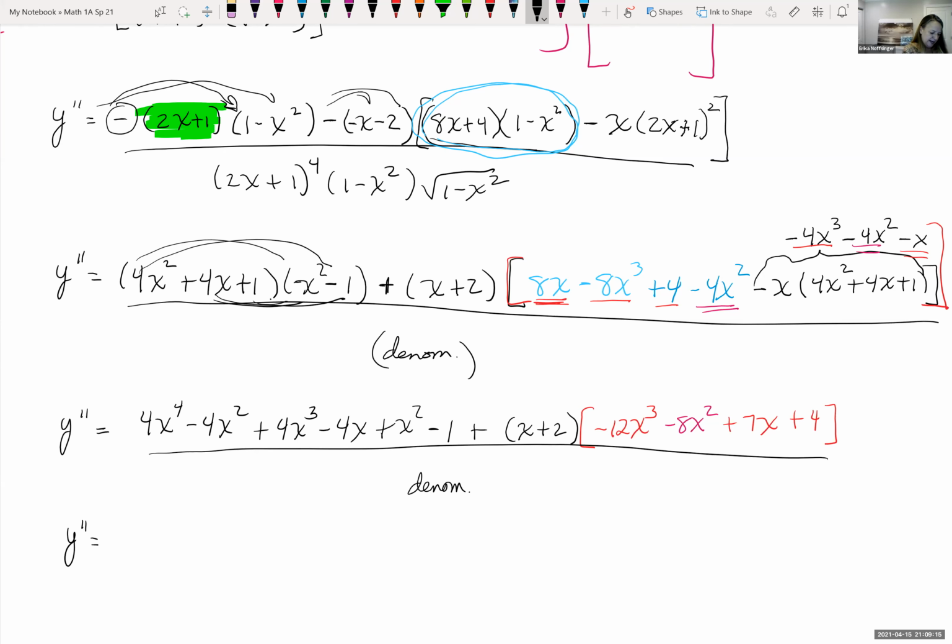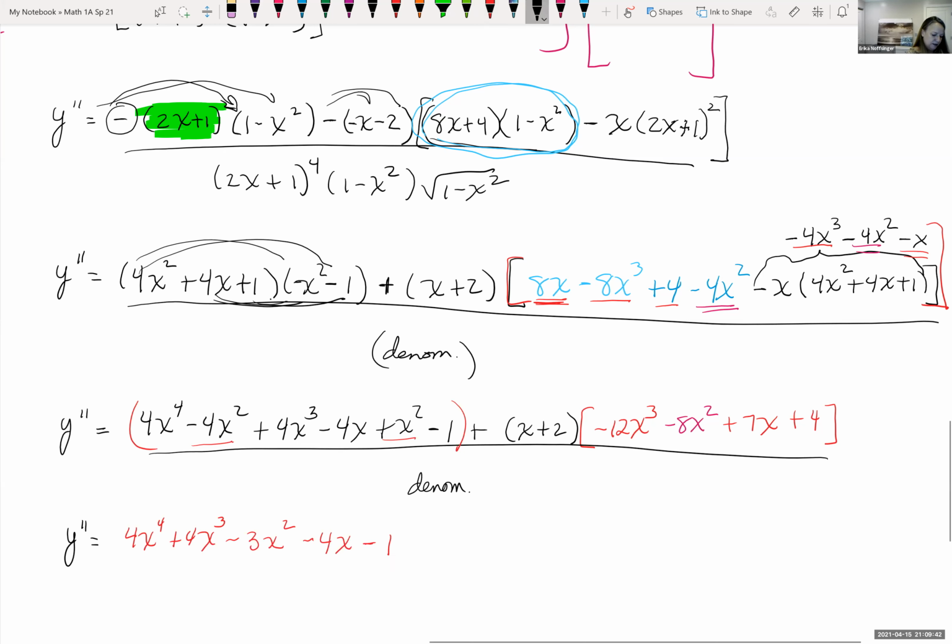So I'm going to combine like terms right in here. So bringing stuff down, I have a 4x to the 4th plus a 4x cubed. Here I have a negative 4x squared plus an x squared. So this is minus 3x squared. Minus 4x plus 1, or minus 1.